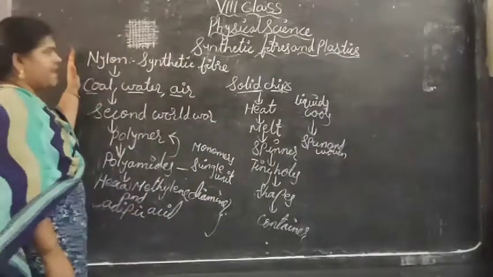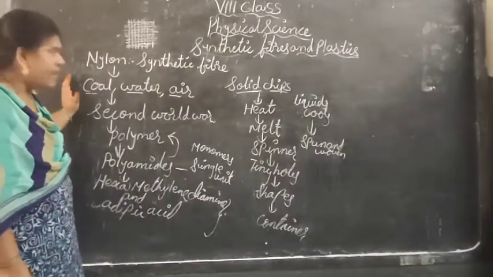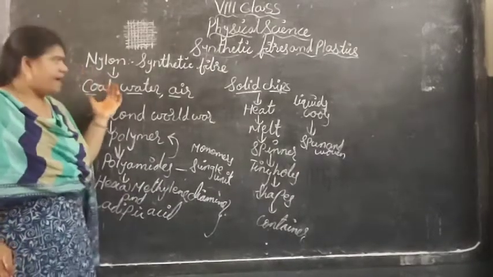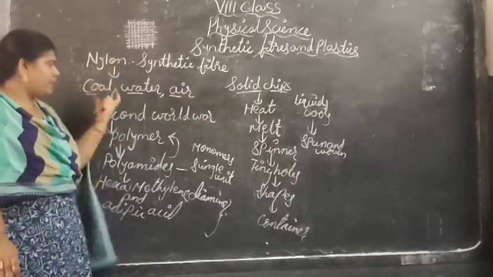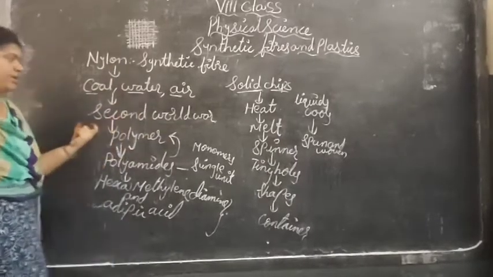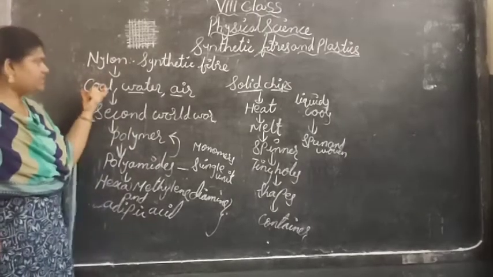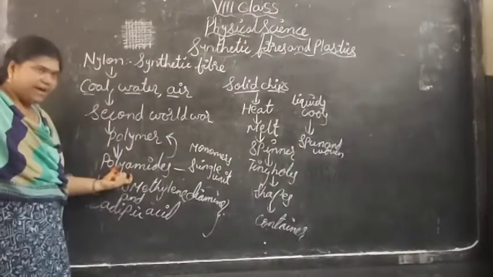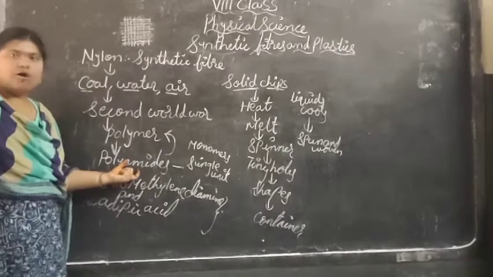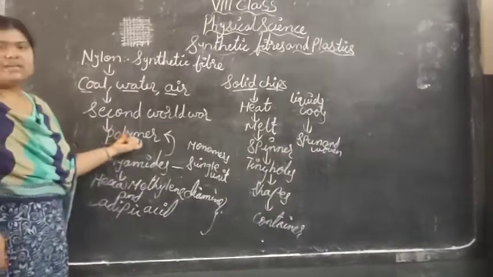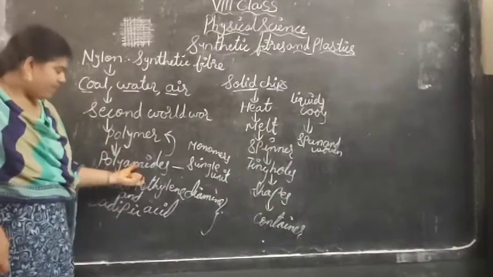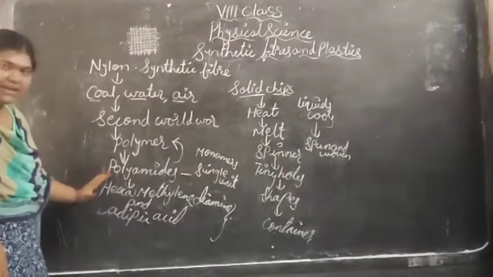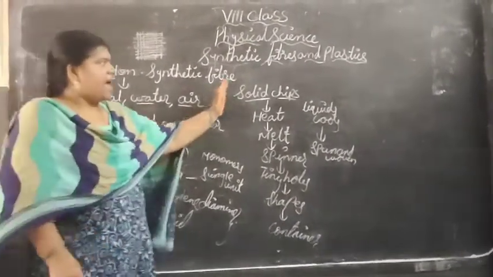Try to understand that nylon is a synthetic fiber. What are the things we are using here? Coal, water and air. It was discovered long back, but we started using this nylon fiber from the Second World War. With this coal, water and air, some polymers are also present. They are called polyamides. All the monomers join together to form these polymers. And what is present in these polyamides? Hexamethylene diamine and adipic acids, and these are in solid chips.